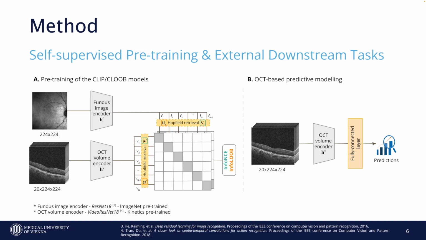Motivated by this, we propose a CLIP and CLOOB objective-based model to learn joint representations of the two retinal imaging modalities. And we further analyze how, after contrastive pre-training, the encoders can be used on downstream tasks. Here we mainly focus on the OCT encoder. A single fully connected layer is added as prediction head, and we perform both linear probing and fine-tuning experiments.